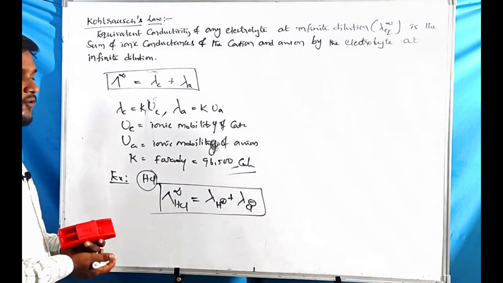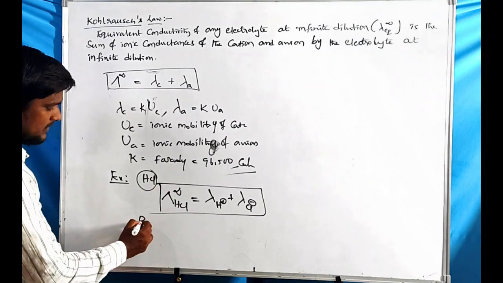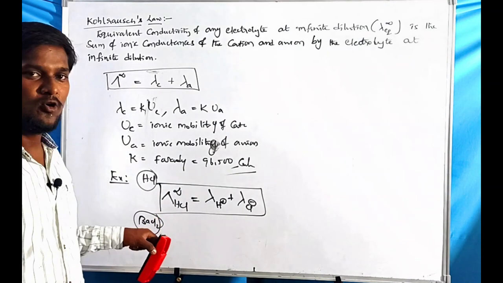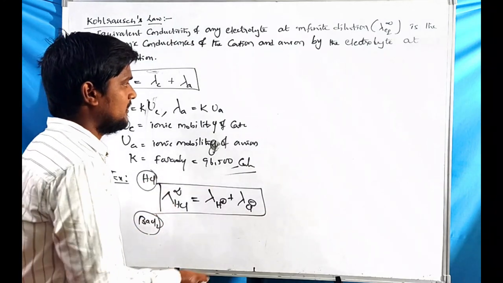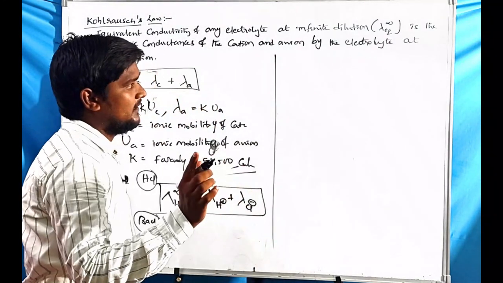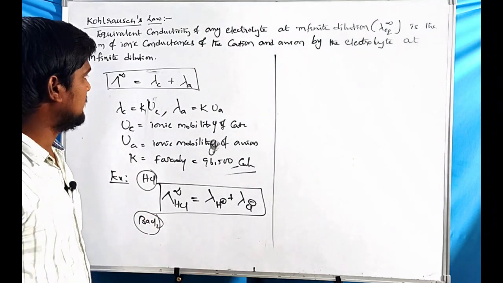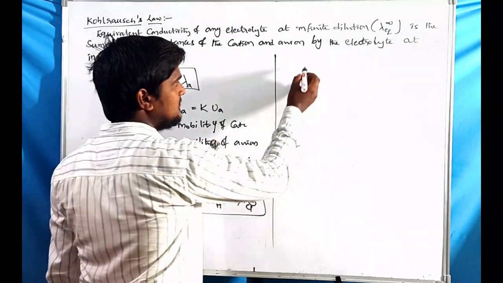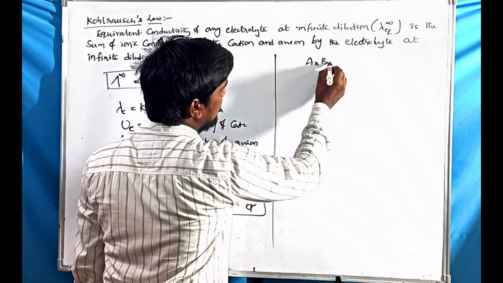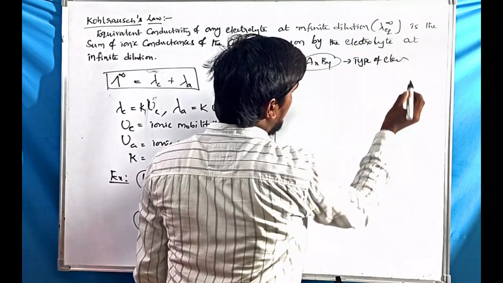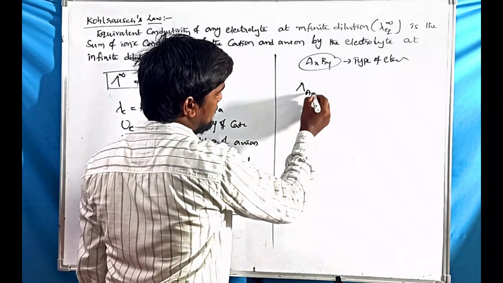Sometimes we will take electrolytes where the coefficients are different. I'll give a very simple representation of these types of electrolytes. Simply here it is an A_X B_Y type of electrolyte.